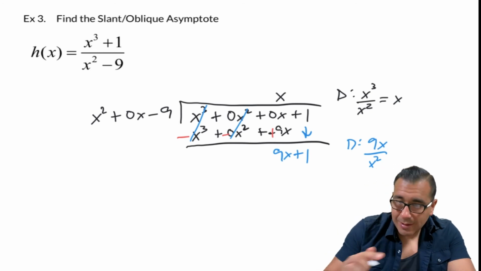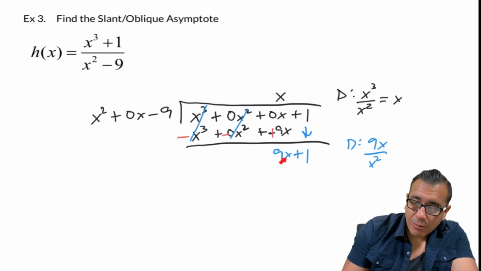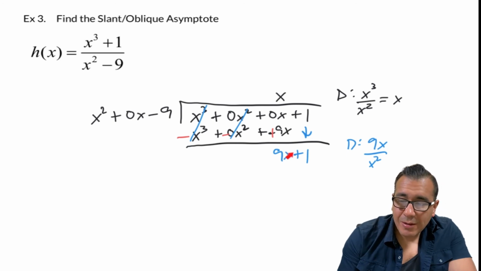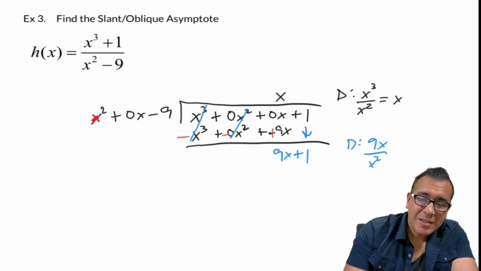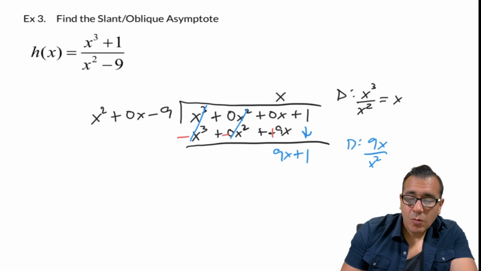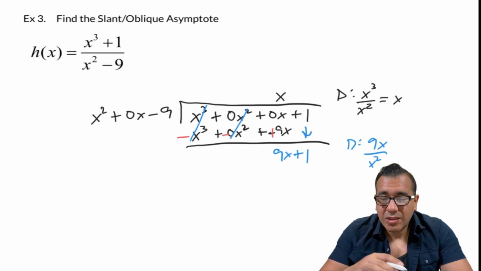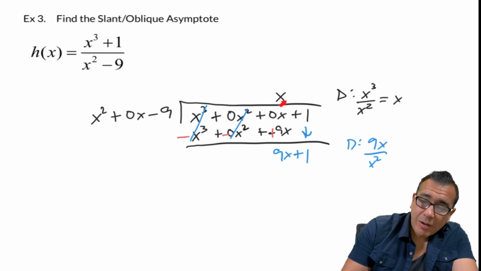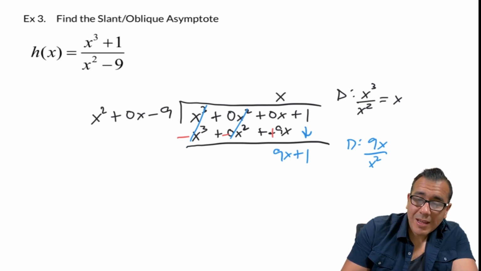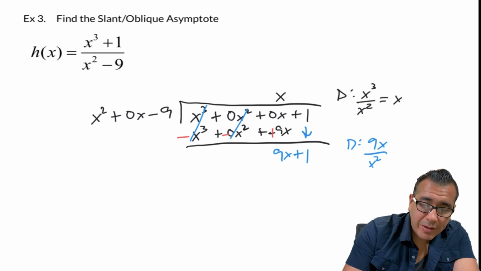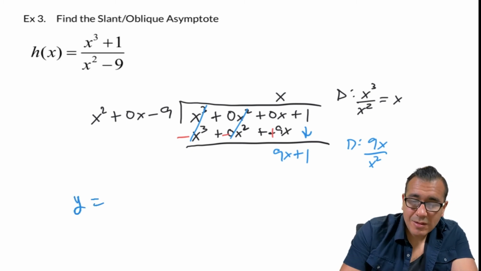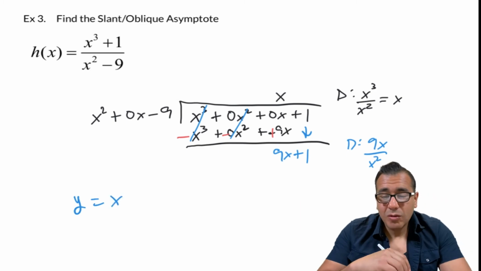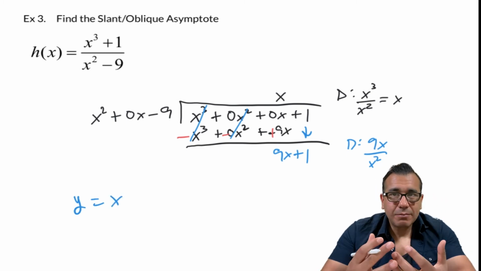This is what I tell my students, is that when you're dividing, look at what we're left with right here, 9x. This degree right here is 1. This degree here is 2, right? Once this degree is smaller than this degree, that's how you know to stop. So actually, this is our remainder. So this is our equation right here. So our equation is just y equals x. So our equation of this slant asymptote just happens to be y equals x. And I know that looks funny, but that's just the way it is.